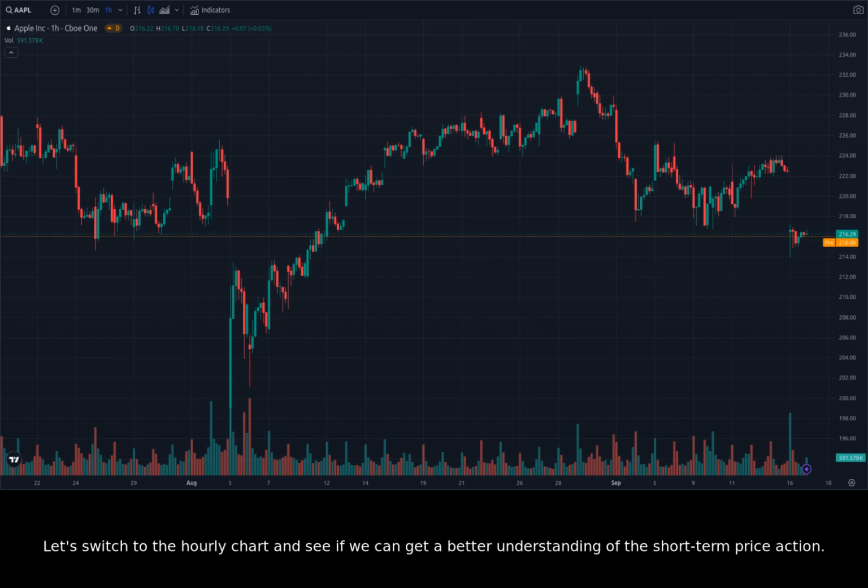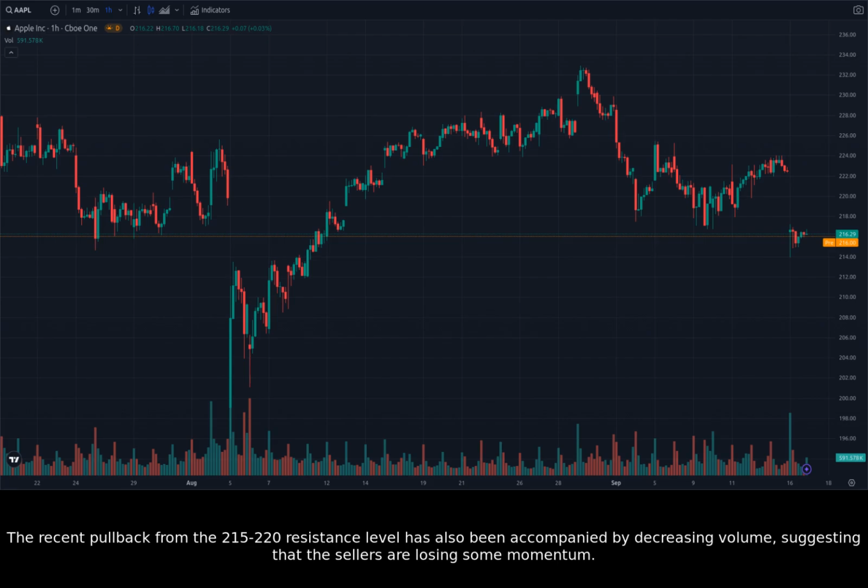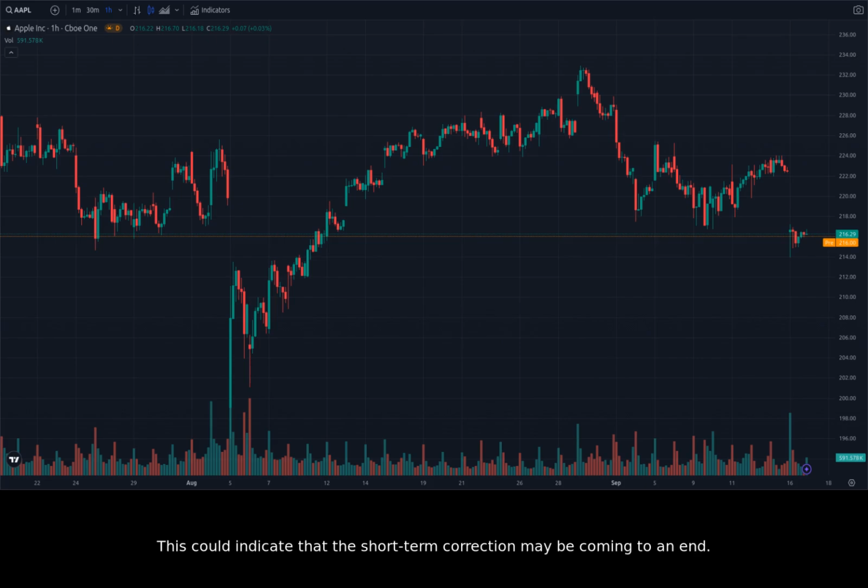Let's switch to the hourly chart and see if we can get a better understanding of the short-term price action. Here we can see that the stock has been in a downtrend for the past couple of days. This downtrend is confirmed by the downward sloping trend line that can be drawn on the chart. The recent pullback from the 215 to 220 resistance level has also been accompanied by decreasing volume, suggesting that the sellers are losing some momentum. This could indicate that the short-term correction may be coming to an end.